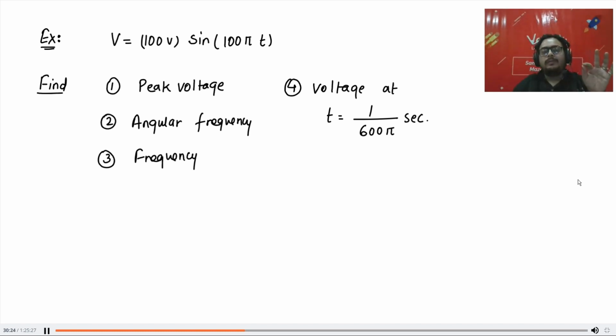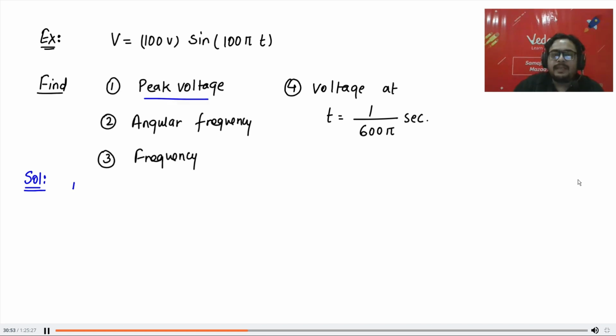So a voltage is given to me, which is an alternating voltage. They are asking me the peak voltage, what is angular frequency, what is frequency, and what is the voltage at time this. Because voltage is a function of time. We can see it is a function of time. So we have to calculate all this. Okay, let us see.